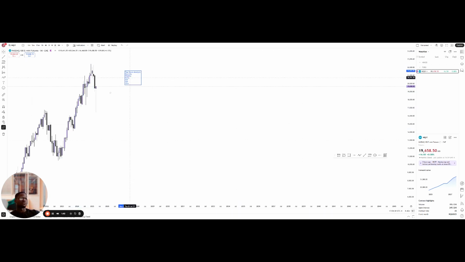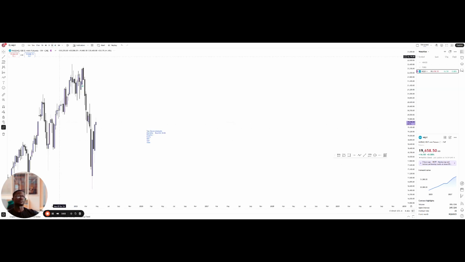So we are going to go over here to our little text box and we are going to put in monthly, bearish shift. Bearish shift. We're going to do the same thing on the weekly. So let's move this over. We're going to head down to the weekly.